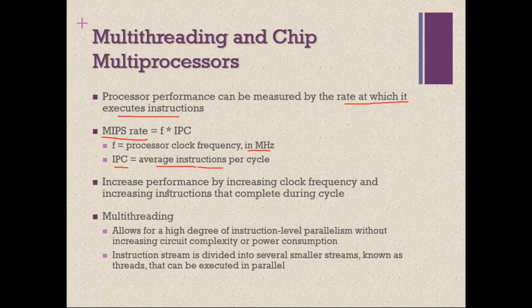So generally there are two ways to increase the performance. The performance can be increased by increasing the clock frequency and by increasing the instructions that complete during a cycle. These are the two general ways of improving the performance. We discussed this in the very first lecture of the course, if you remember, where we discussed clock frequency and clock rate. There we discussed that the performance of the processor can be increased by increasing the clock frequency. But this is a little misleading.